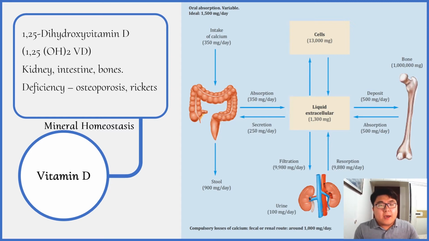This metabolized form acts as a hormone to tell organs like the kidney, intestine, and bones to either absorb more minerals or to excrete the extra minerals. Therefore, it maintains the mineral homeostasis of our body. Since minerals like calcium, magnesium, and phosphorus are the building blocks of our bone tissue, vitamin D deficiency usually leads to bone stress and developmental problems like osteoporosis and rickets.